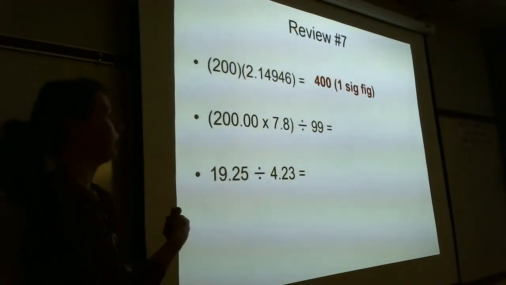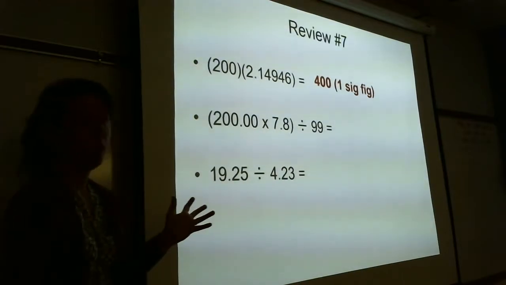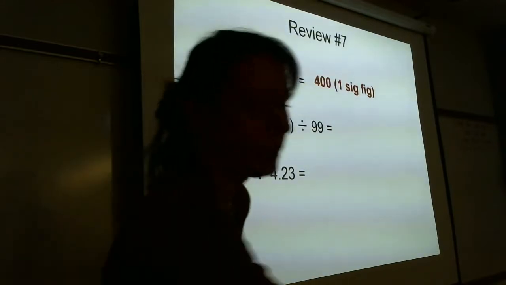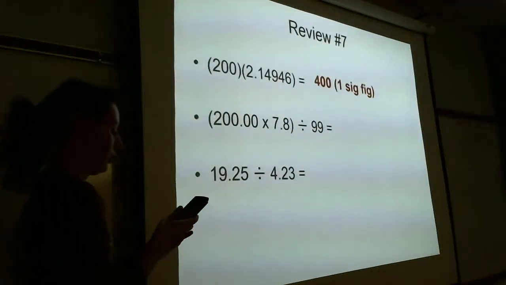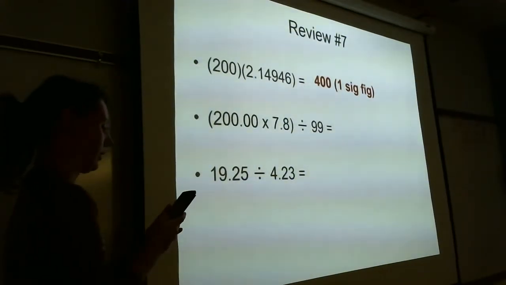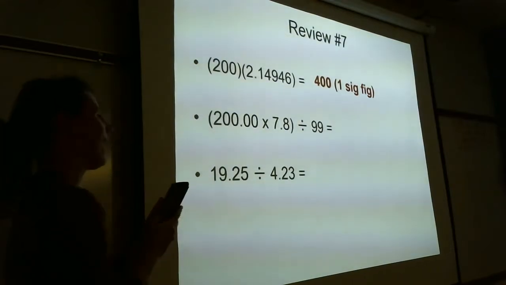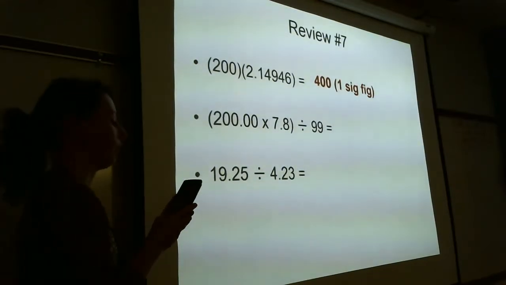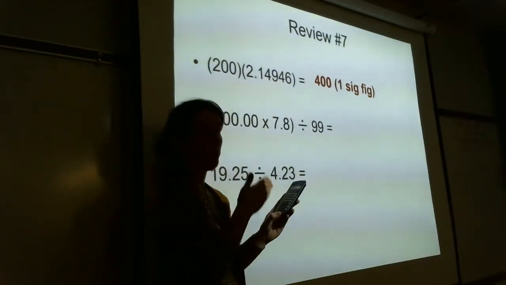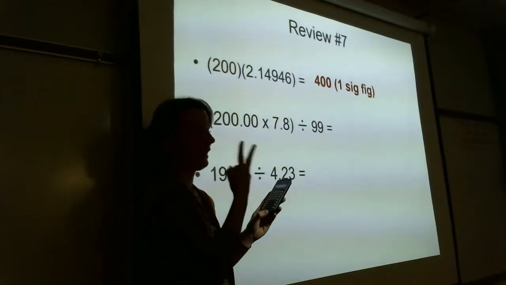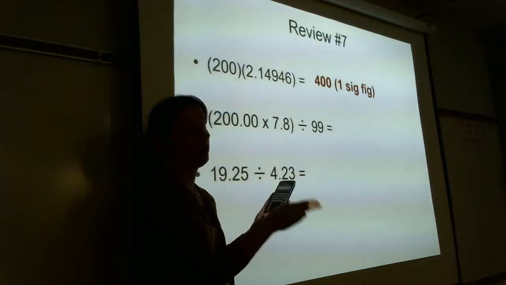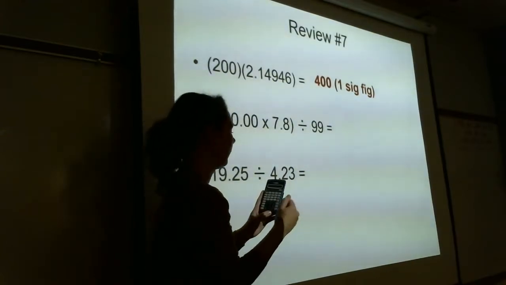So your calculator will give you out a whole bunch of decimal places, but you've got to round it to 1 significant figure. Okay, so when you put that in your calculator, 200 times 2.14946 gives you 429.892, right? That's what your calculator gives you, 429.892. If you round that number to 430, that value's got 2 sig figs, right? We can't keep 2 sig figs. So we either round up to 500 or down to 400, right? We're obviously going to be rounding down because we're at 429.